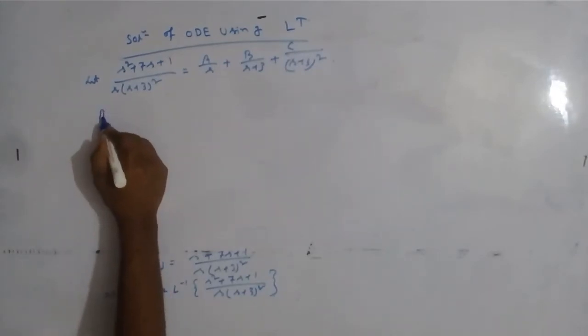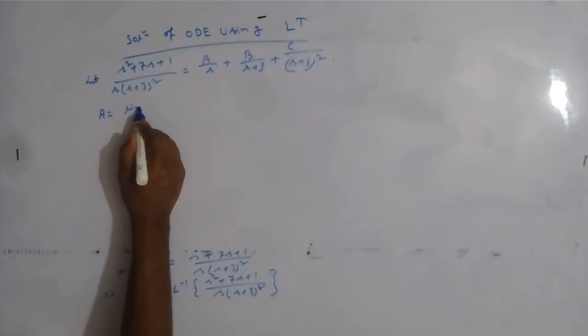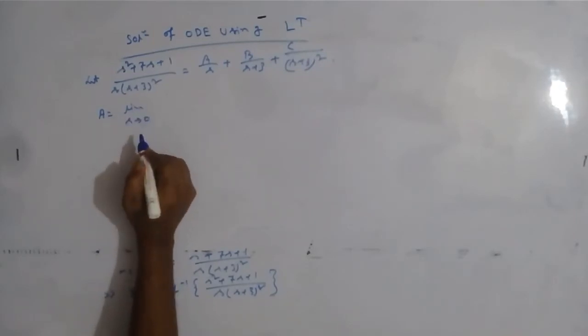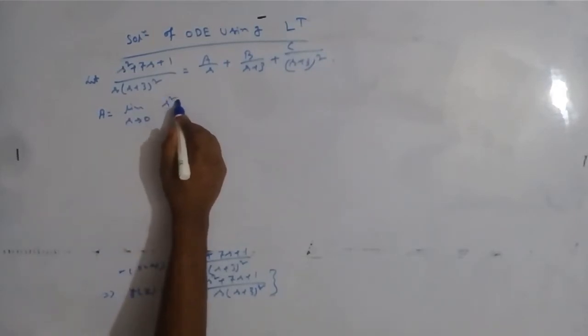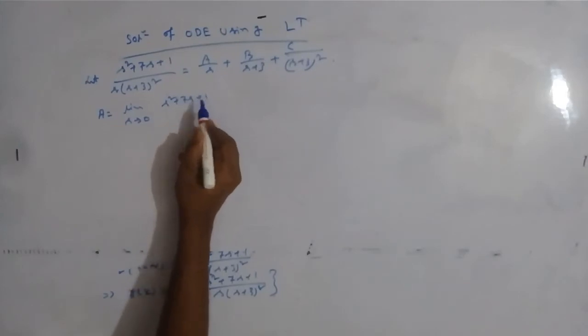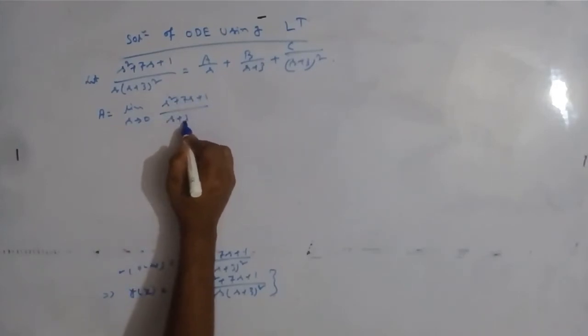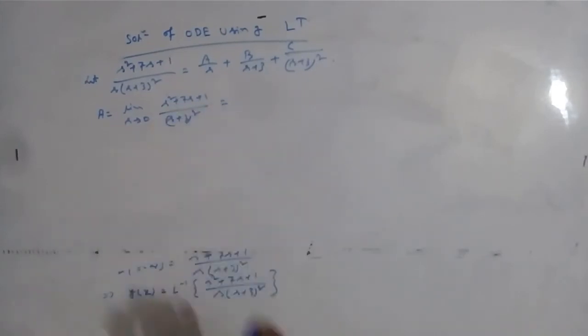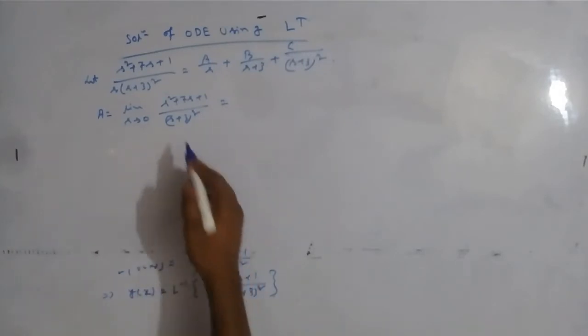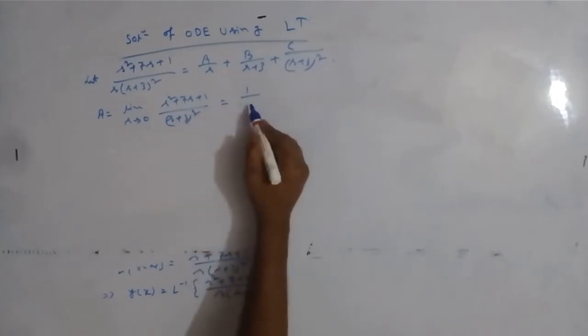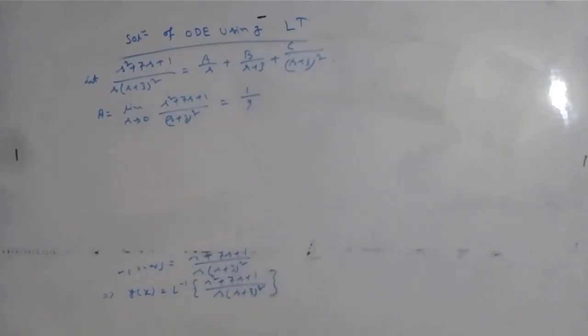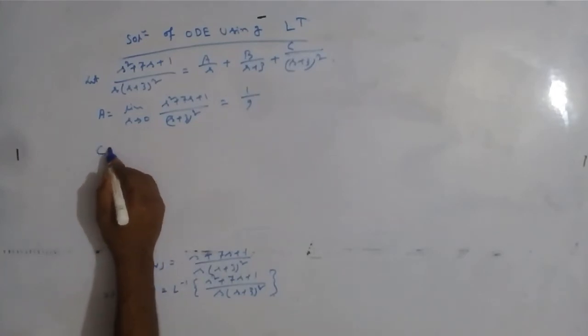So a equals the limit as s tends to 0 of (s² + 7s + 1)/(s+3)². Now since s is tending to 0, it will be 1 by 3 square, that is 9. So the value of a is 1/9. Now applying a limit, we can find the value of c also.